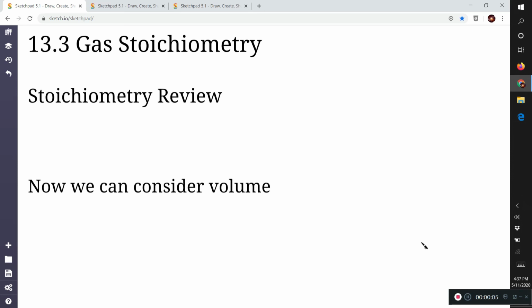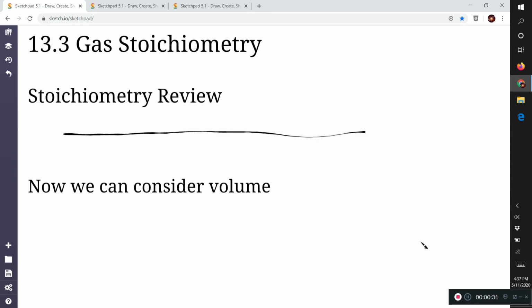Today we're going to be doing our last section, which is 13.3 on gas stoichiometry. So we're going to do a real quick review of the concept of stoichiometry, and then we're going to move into talking about doing it specifically with gases, which is going to allow us to have a new approach. So if you remember, we did our stoichiometry using something called the box label method.